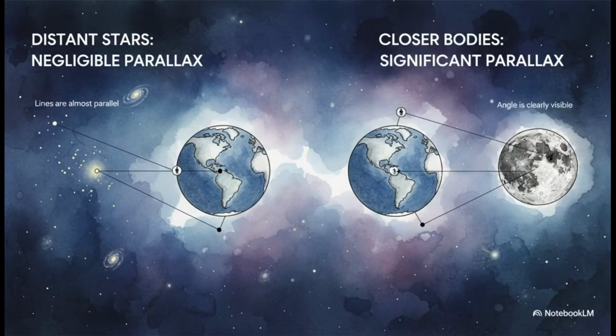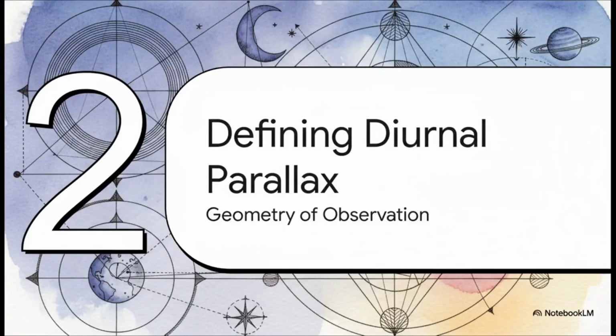Now you might be thinking, how big is this difference really? Well, for distant stars, it's so tiny it's practically imperceptible. But for the much closer bodies in our own solar system, like the Moon, the Sun, and the planets, this discrepancy becomes absolutely crucial. This is the very problem that the concept of parallax was developed to address. So let's move on and see how we can define this observational shift with some real geometric precision.